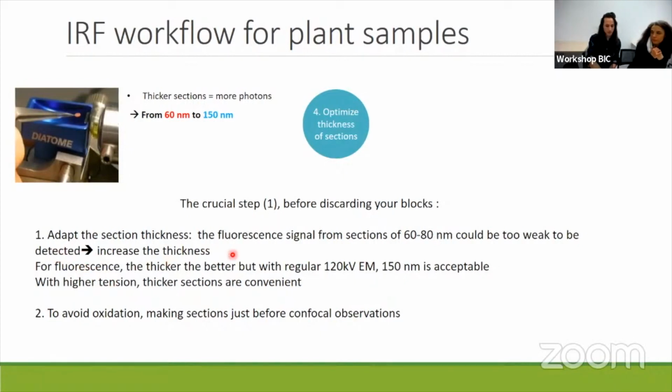So don't throw your samples away, because by increasing the section up to 150 nanometers with a regular 120 kV electron microscope, you can still have a good result and good ultrastructure, and this may be sufficient to see your fluorescence. And remember that with higher tension, you can increase the sections even more. And this is crucial and important: to avoid oxidation, you have to make your section just before confocal imaging. This is better.